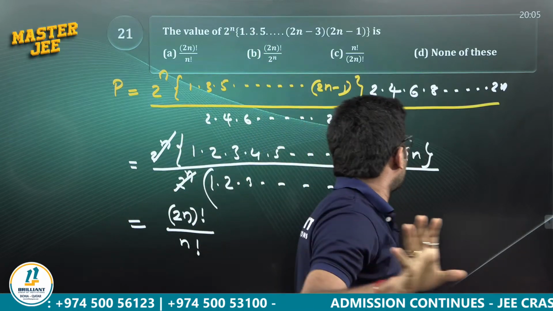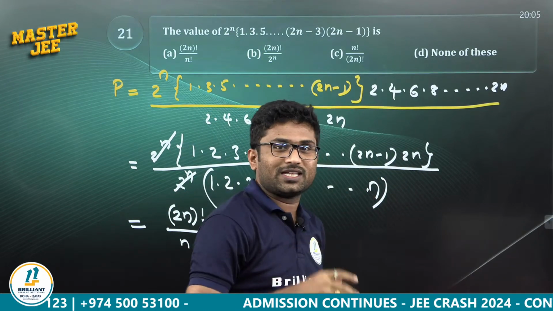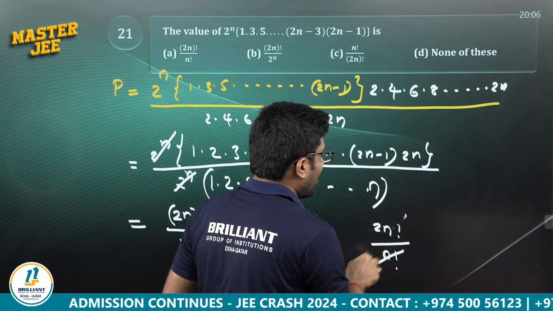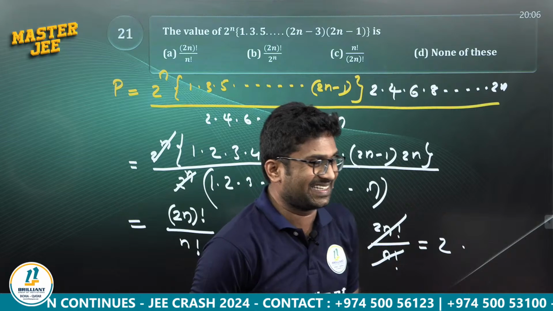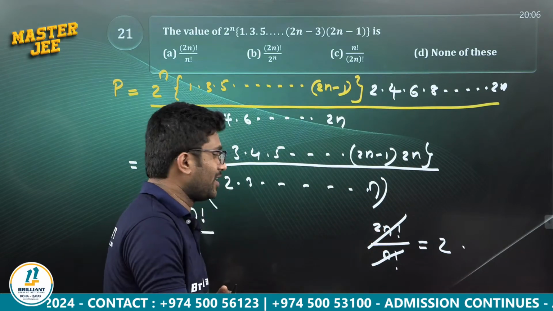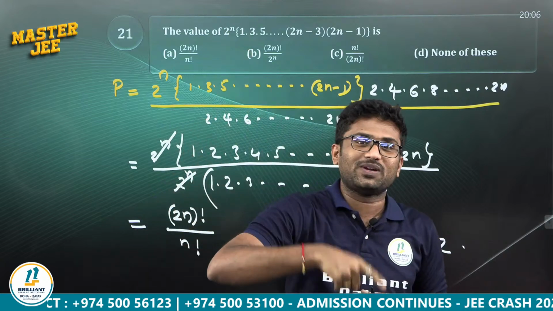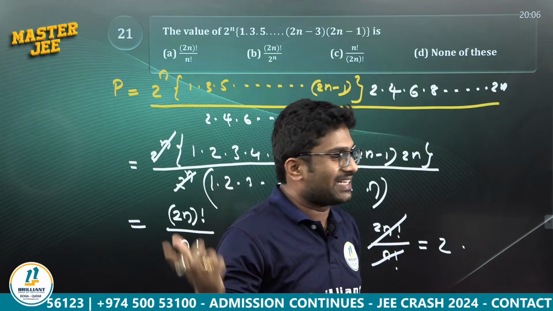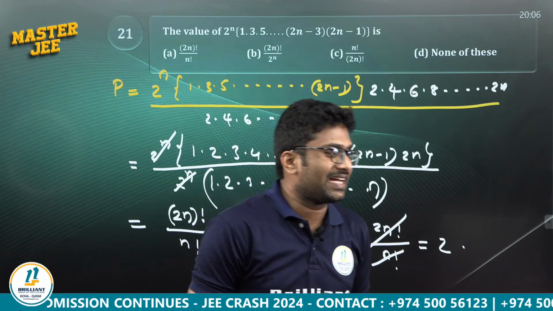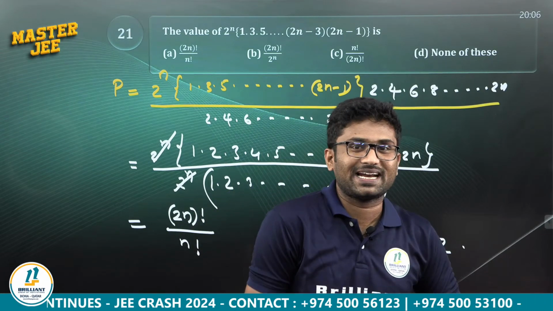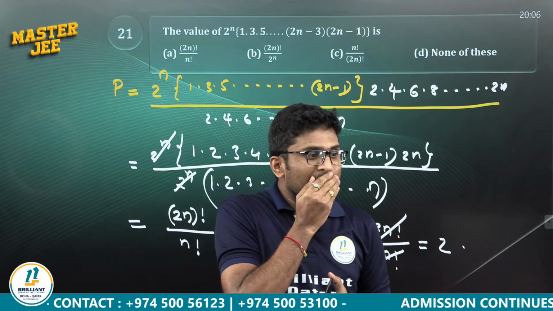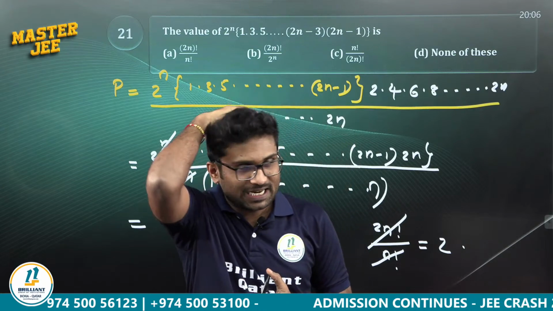There will be some set of students, you know what they will be doing? As it is 2n factorial divided by n factorial, they cancel and write it as 2. I have seen some students write 2n factorial divided by n factorial as 2n, cancel n factorial, and finally get 2. Is this correct? Why are we not supposed to cancel n factorial?